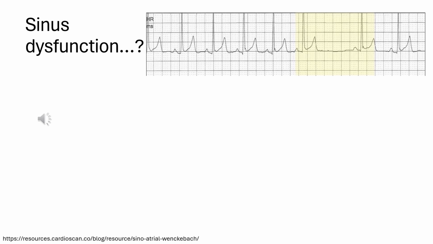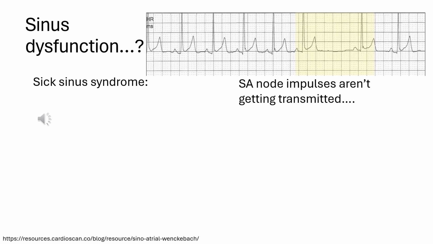A word on sinus dysfunction. Basically, the SA node, the heart's primary pacemaker, stops being able to do its job effectively. Sick sinus syndrome, which you've heard of, basically means someone's SA node isn't either making or effectively transmitting signals, leading to the syndrome part. The patient has symptoms.